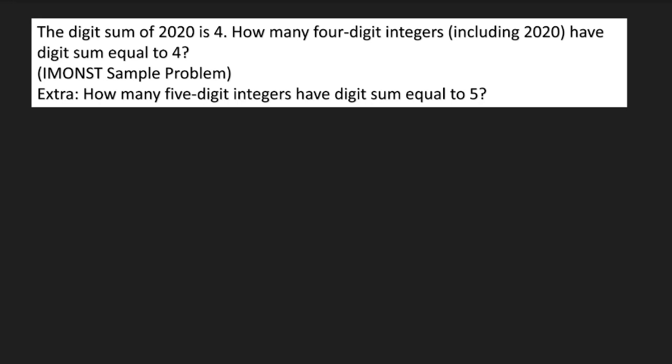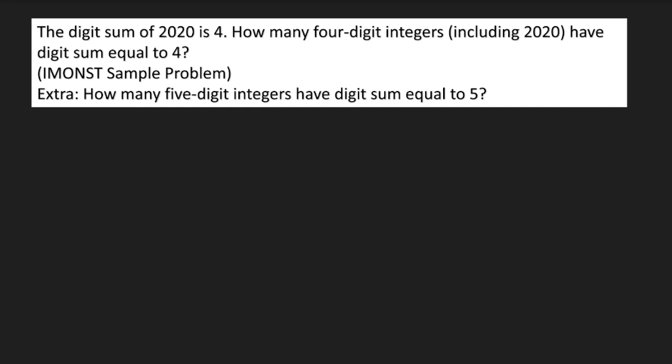This time the problem comes from the International Mathematical Olympiad National Selection Test in Malaysia. Okay, so what is the question? The digit sum of 2020 is 4. How many 4-digit integers, including 2020, have digit sum equal to 4? And we have an extra question here: how many 5-digit integers have digit sum equal to 5?